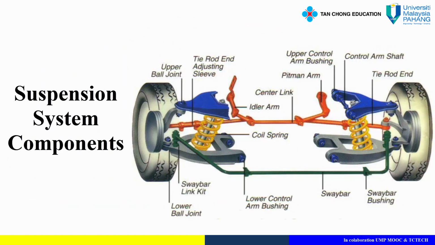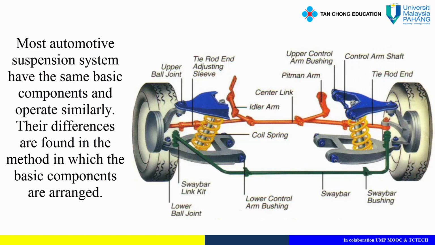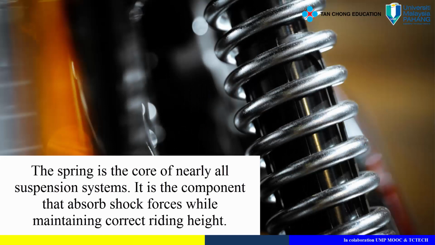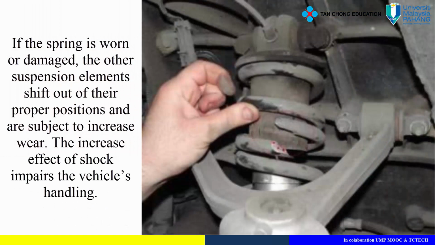Suspension system components. Most automotive suspension systems have the same basic components and operate similarly. Their differences are found in the method in which the basic components are arranged. Springs. The spring is the core of nearly all suspension systems. It is the component that absorbs shock forces while maintaining correct riding height. If the spring is worn or damaged, the other suspension elements shift out of their proper positions and are subject to increased wear. The increased effect of shock impairs the vehicle's handling.